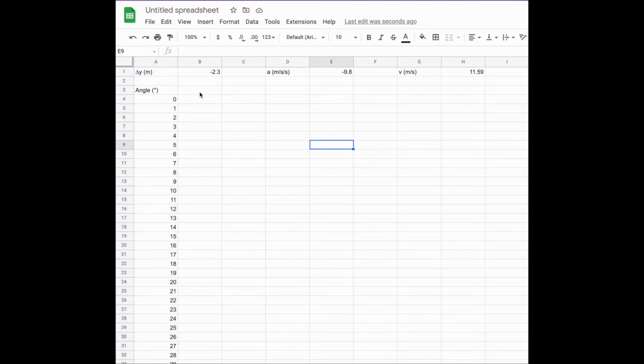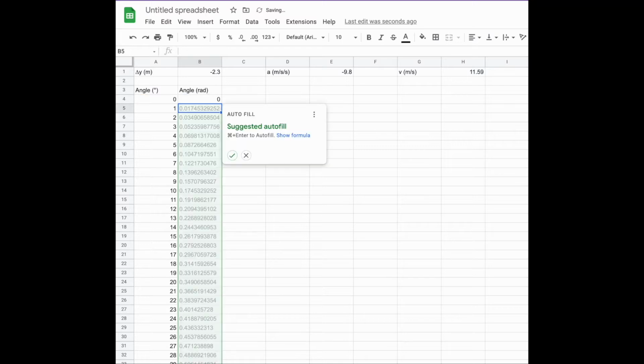Computer doesn't work in degrees, it works in radians. So our next column, we're just going to type angle again, but this time we're going to do it in radians. We're going to have the computer do all these conversions. So we're going to type equals, then we're going to type in box A4, which would be our angle of 0 degrees. We take the degrees, we multiply it by pi, and then we divide it by 180. So notice again what we typed in, equals A4 times pi, parenthesis, parenthesis, divided by 180.